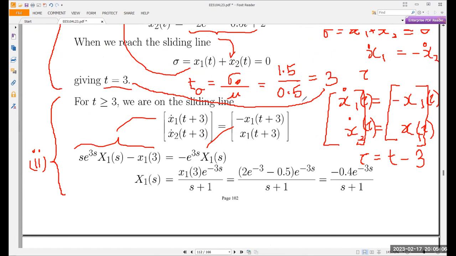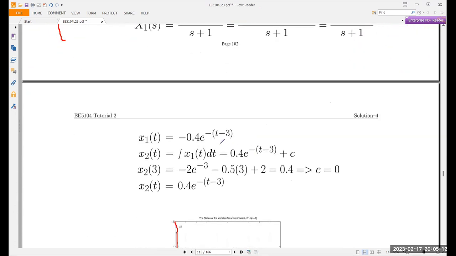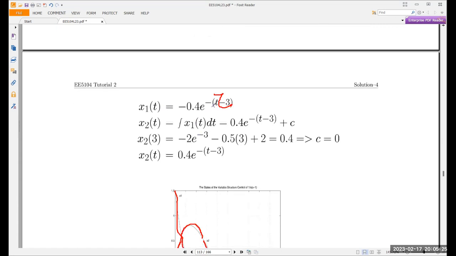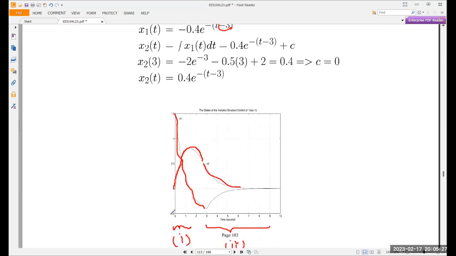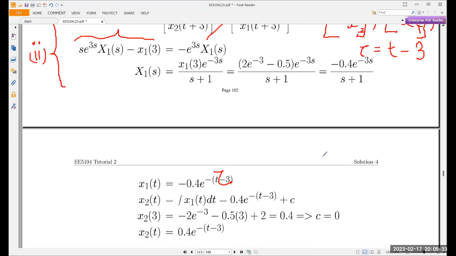If you use the tau clock, then you know t minus 3 is tau. So you will put a tau here. Your answer will be a tau here. It's the same. Just remember. Then when you draw that time, tau equal to 0, don't go and start drawing here. You should draw here because this is t. Okay, simple thing like that.